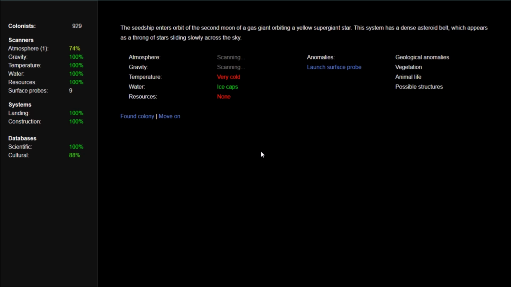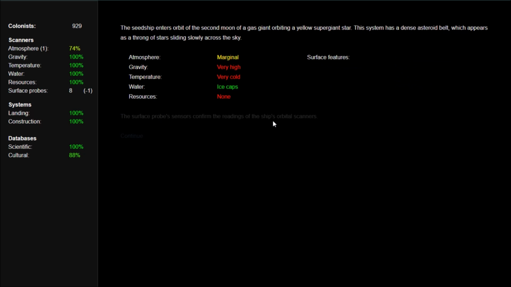It's fine. Seed ship enters orbit of the second moon of a gas giant orbiting a yellow supergiant star. I guess to them it'll be normal time. This system has a dense asteroid belt, which appears as a throng of stars sliding slowly across the sky. So I played a couple little test games of this one, and things were okay before. Very cold, very high gravity, marginal atmosphere. However, there's vegetation, animal life, structures here. We gotta send a probe. Yeah. Let's send the probe.